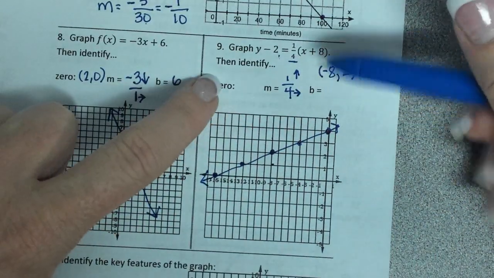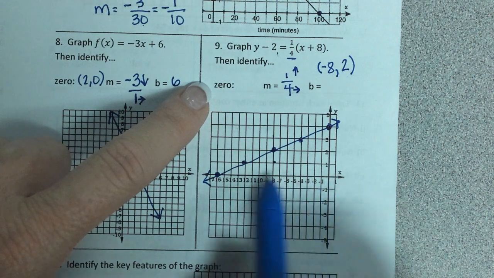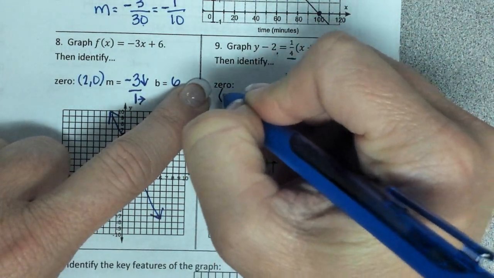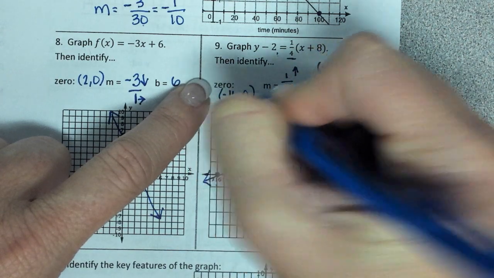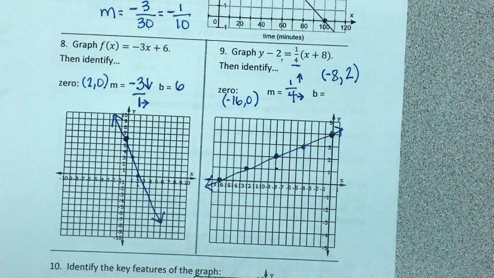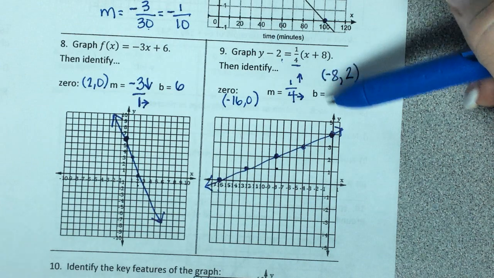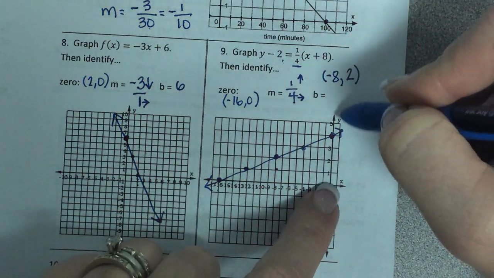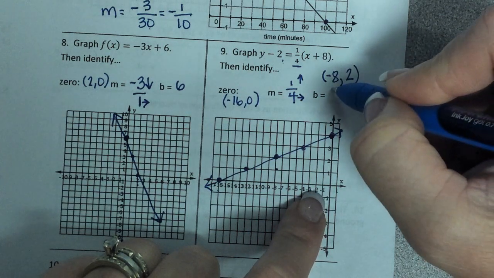Okay, so my 0, again, that's where my graph is going to cross the x-axis. I can see that's at negative 16. So this would be negative 16, 0, written as a point. And then my b value, my y-intercept, this is 4. That's where my graph is crossing the y-axis.